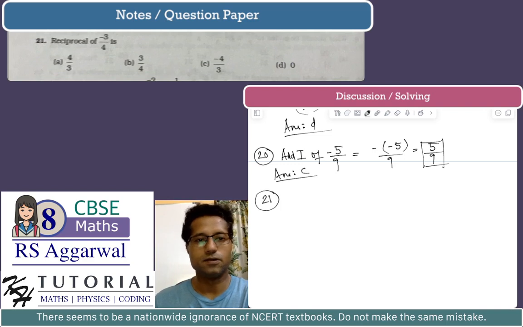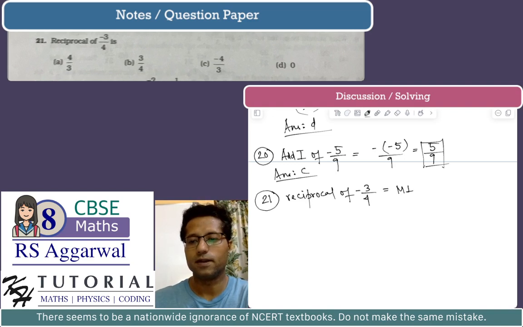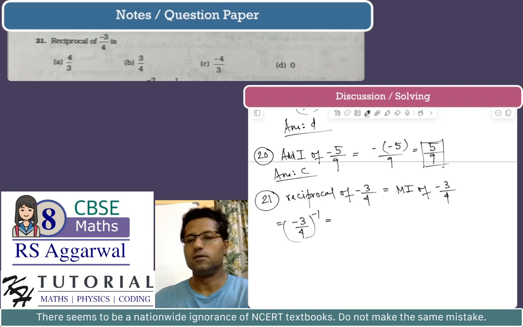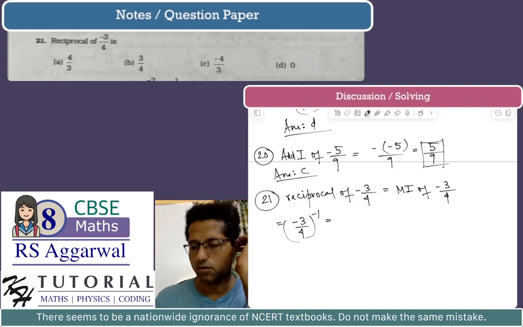It is asking what is the reciprocal of minus 3 by 4. Now we know that reciprocal is equal to multiplicative inverse. So the reciprocal of minus 3 by 4 is nothing but its multiplicative inverse. I am, in short, writing MI for multiplicative inverse of minus 3 by 4. This is equal to, as per notation, minus 3 by 4 to the power minus 1, and the multiplicative inverse or reciprocal of any rational number p by q is equal to q by p.